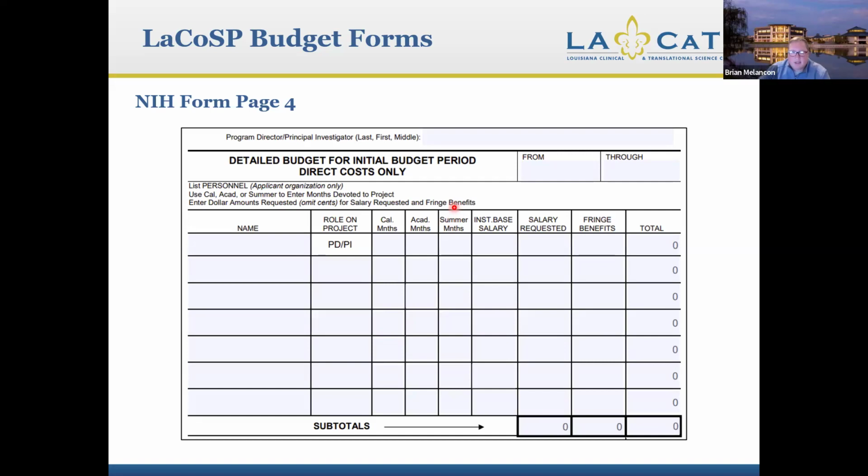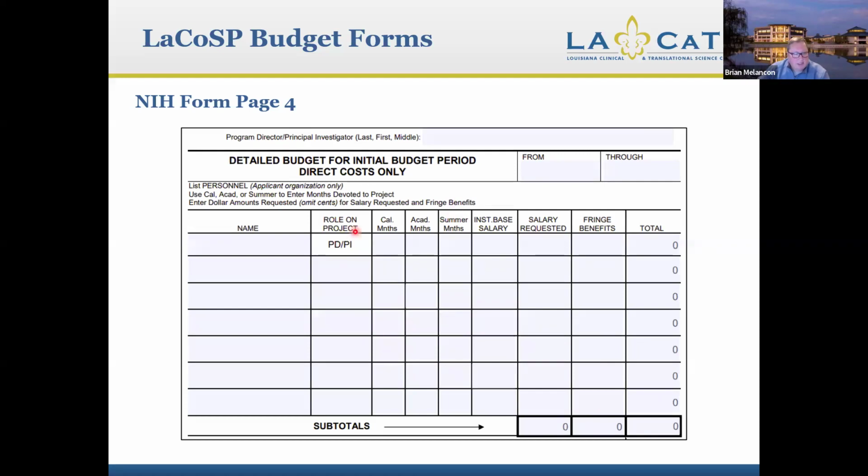For example, 10% effort for calendar months, that's 1.2 months. So 10% of 12, 1.2. Academic months, that's a 9-month appointment. So 10%, that's 0.90 months. And then summer months, 10%, that's 0.3 months, 0.30 months.